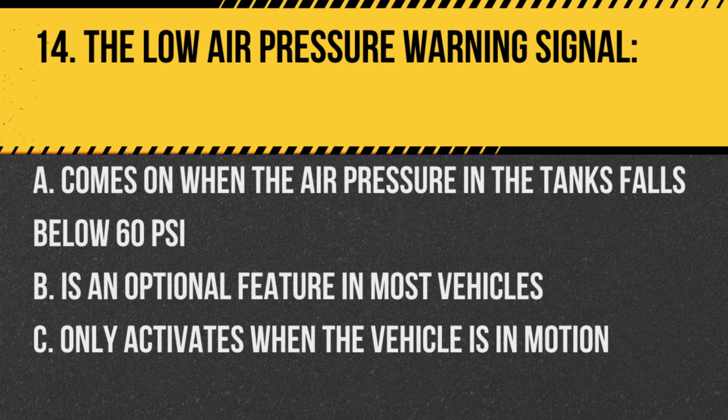Question 14. The low air pressure warning signal: A. Comes on when the air pressure in the tanks falls below 60 psi. B. Is an optional feature in most vehicles. C. Only activates when the vehicle is in motion. Answer: A. Comes on when the air pressure in the tanks falls below 60 psi. This warns the driver of potentially unsafe conditions.